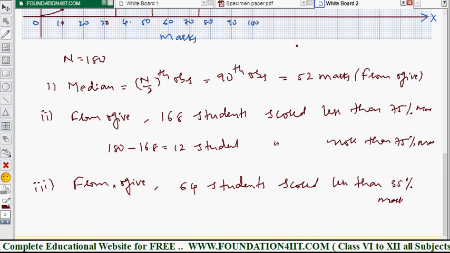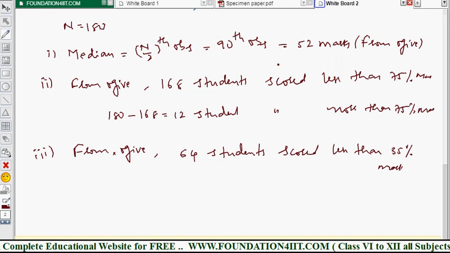So the rest from the total 180. 64 students only scored less than 35. So 180 minus 64 is 116, right? Yes. So 116 students passed if the pass marks is 35%. Right, so this is the way we can do it.